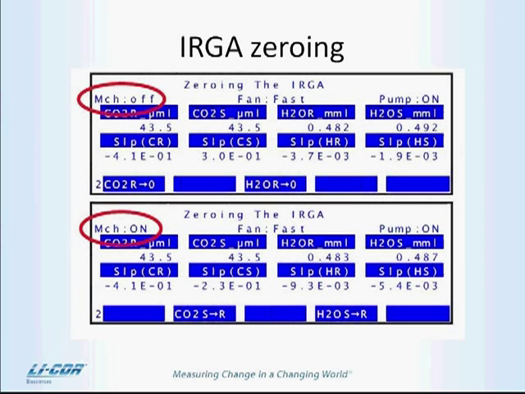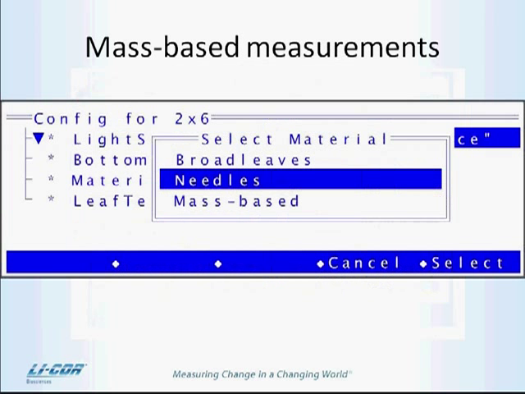The second change is that we've now got an option for mass-based measurements. Sometimes it's easier to measure the mass of something instead of the area, especially if you're working with soil, or small leaves, or fruits, or seeds or something like that. We always actually had a hidden mass-based option, but it required you to enter the mass in decigrams, which most people don't think in decigrams. Now you have that as an option in the configuration, so you can choose needles, broadleaves, or mass-based.